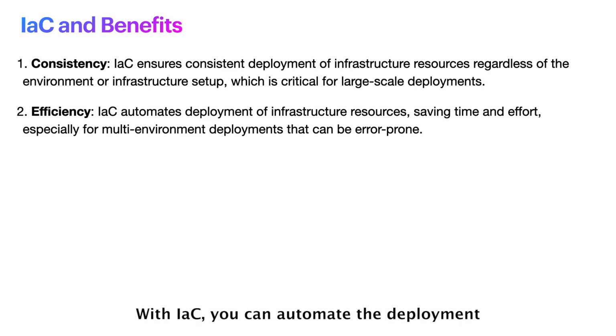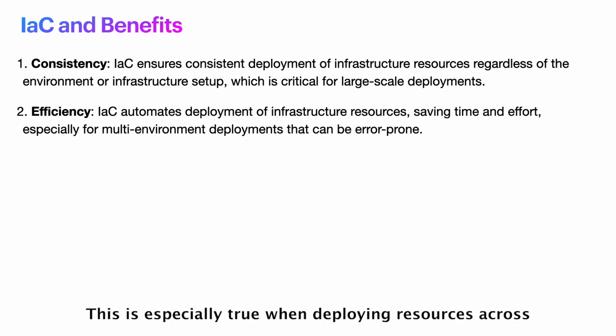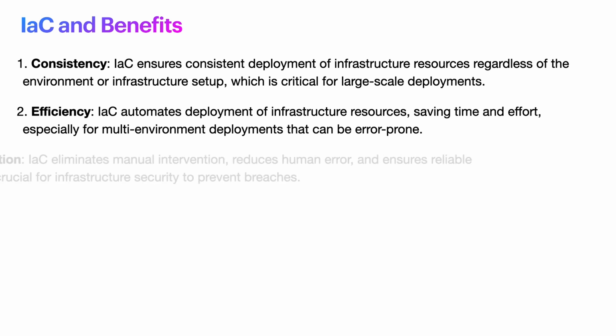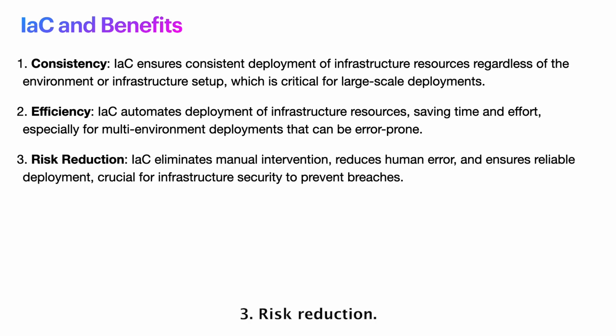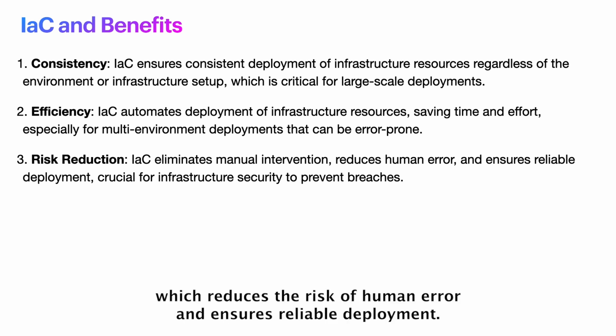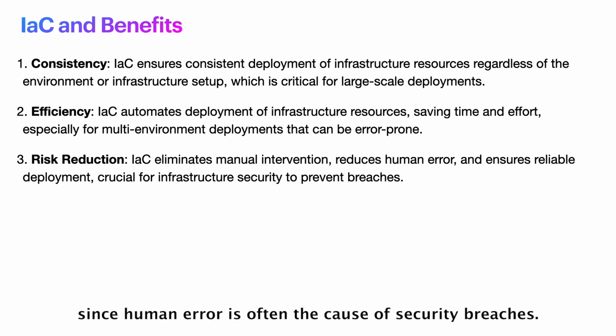Efficiency. With IAC, you can automate the deployments of infrastructure resources, which saves time and effort. This is especially true when deploying resources across multiple environments, which can be very time-consuming and error-prone. Risk reduction. IAC eliminates the need for manual intervention, which reduces the risk of human errors and ensures reliable deployment. This is particularly important for infrastructure security since human error is often the cause of security breaches.